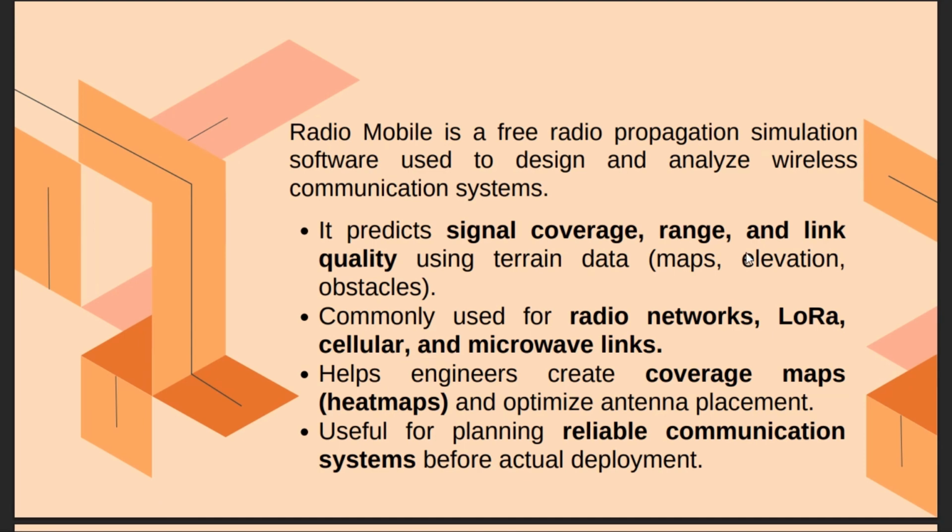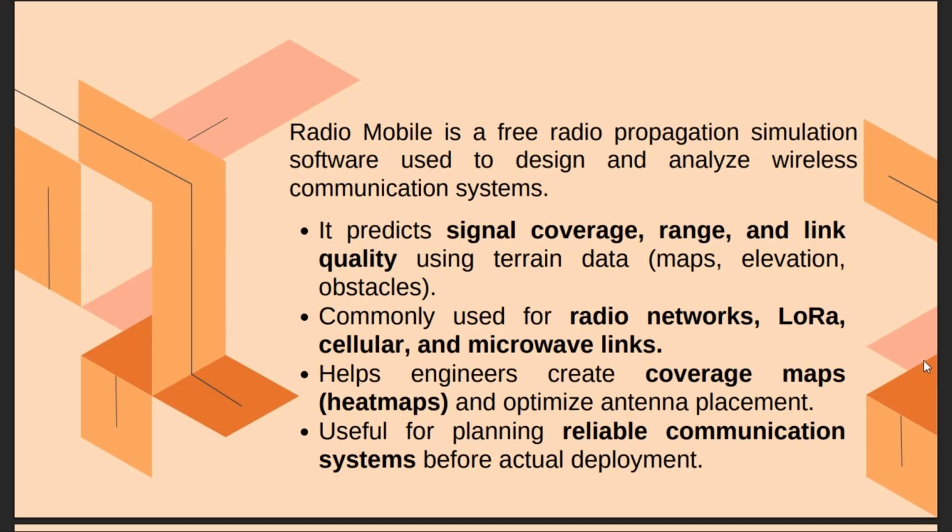Radio Mobile is a free radio propagation simulation software used to design and analyze wireless communication systems. Here are some of the key points of this application. First, it predicts signal coverage, range, and link quality using terrain data like maps, elevation, and obstacles. Second, it is commonly used for radio networks, LoRa, cellular, and microwave links. Third, it helps engineers create coverage maps or heat maps and optimize antenna placement. And lastly, it is useful for planning reliable communication systems before actual deployment.